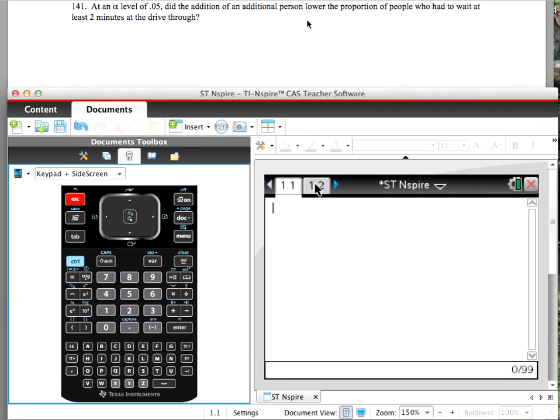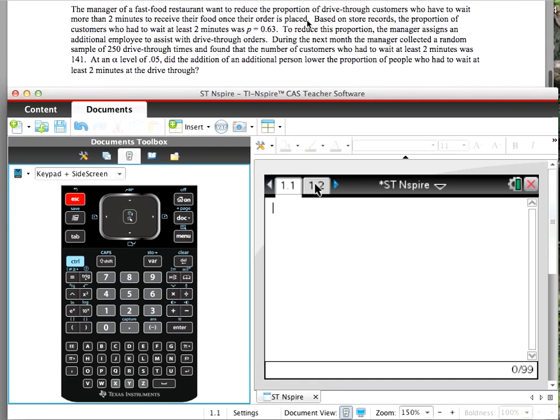So I'm going to scroll down and put a problem up here. All right, the manager of a fast food restaurant wants to reduce the proportion of drive-through customers who have to wait more than 2 minutes. All right, based on store records, that proportion is 0.63. To reduce this, he adds another person to the drive-through. During the next month, the manager collects a random sample of 250 drive-through times and found the number of customers who had to wait at least 2 minutes was 141. At an alpha level of 0.05, did the addition of an additional person lower the proportion of people who had to wait at least 2 minutes? So that's a lot of information in there.